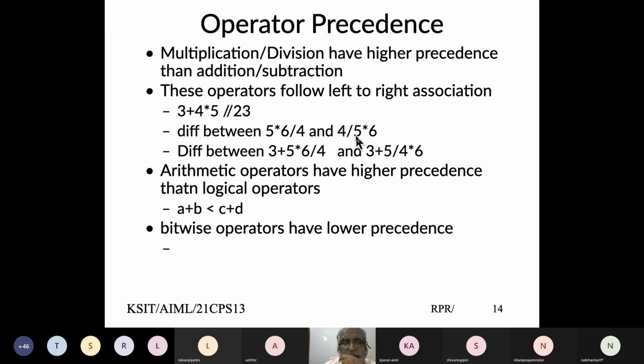This is left to right: 4 by 5 is integer division, and this will give you 0. Because this is 0, multiplied by 6, the answer would be 0. Here it is 30 divided by 4 with integer division, which is 7. Any doubts about this?